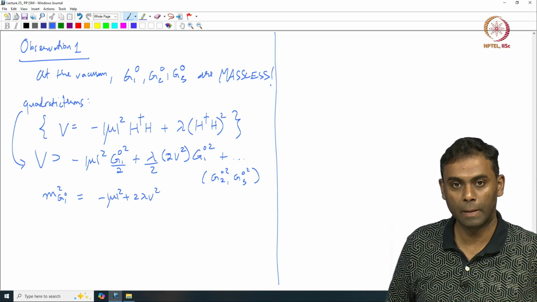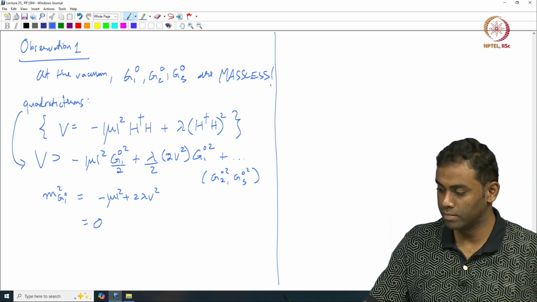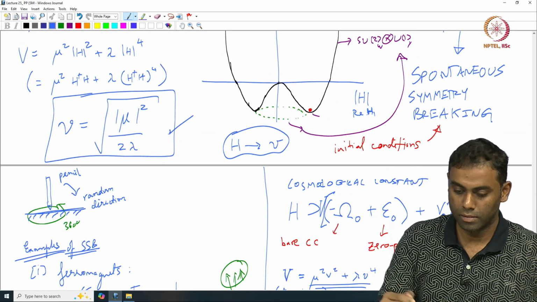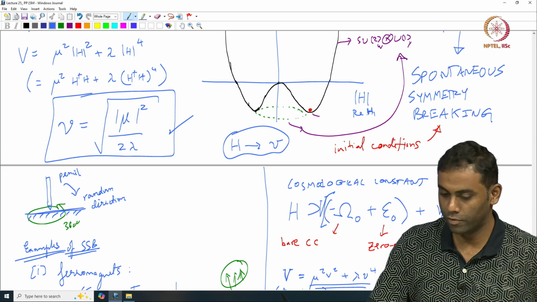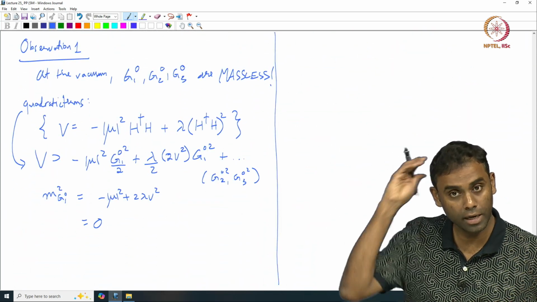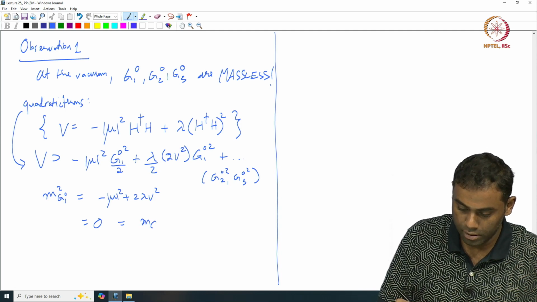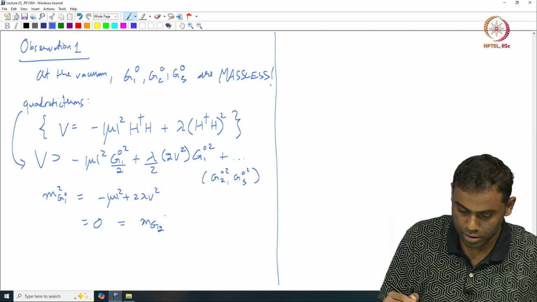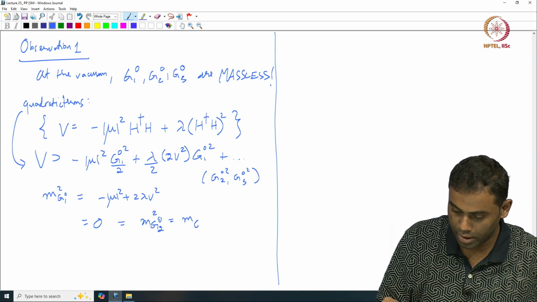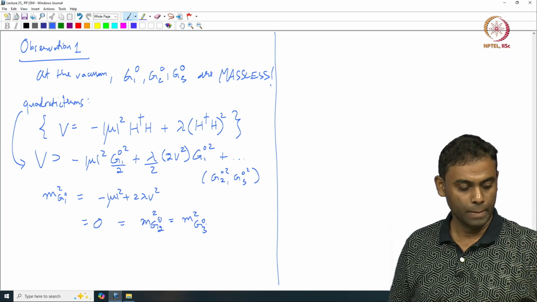What is this? That is 0, right? That is exactly what we got when we minimized the potential. So, I plugged in the V and I get it as 0, okay. So, again without loss of generality, that is also mg2 squared and mg3 squared, good.